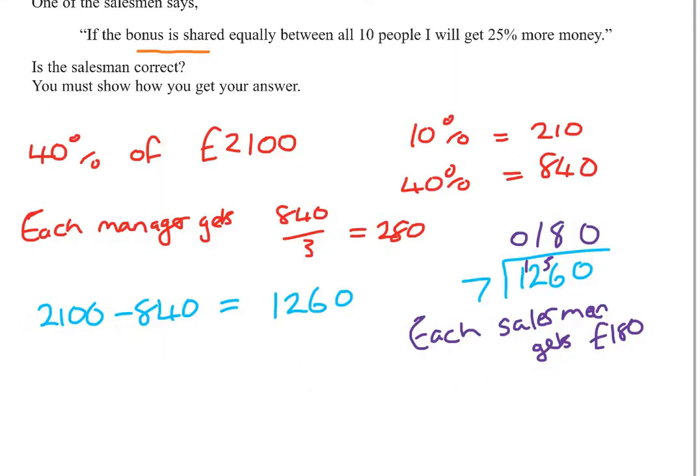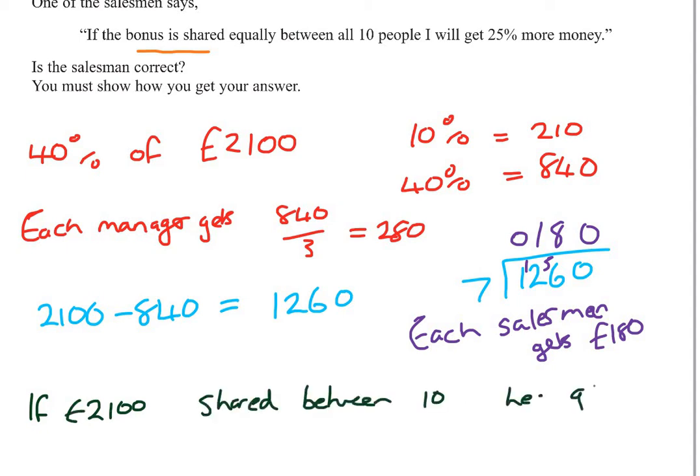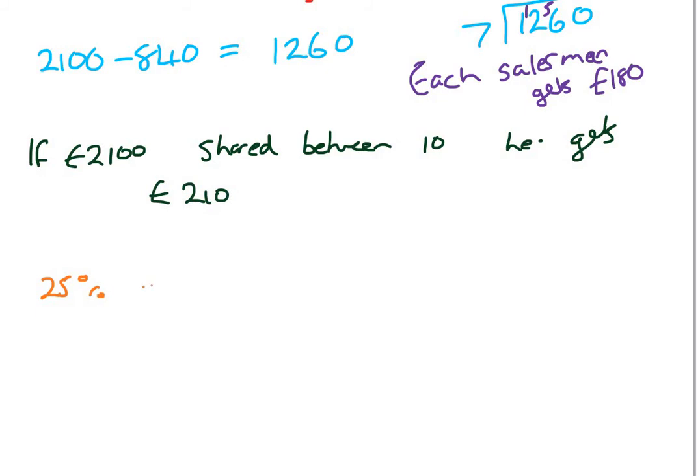Right, but what does the salesman claim? Well, he thinks if the bonus is just shared equally between all 10 people, he'll get 25% more. So if 2,100 is shared between 10, he gets £210. But is this 25% more of 180? Let's have a look. So 25% more is, so what is this? Well, 10% is 18, 20% is 36, 5% is 9, so 25% is 45. So £225.